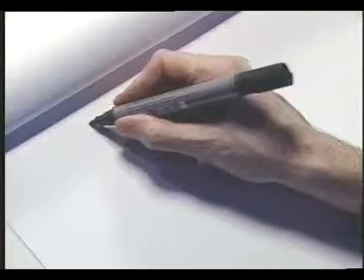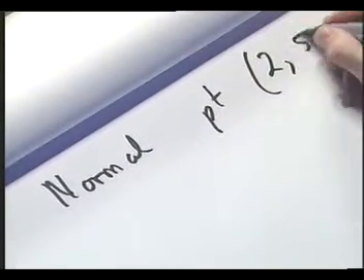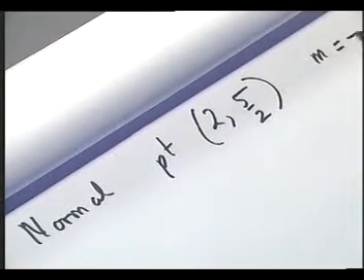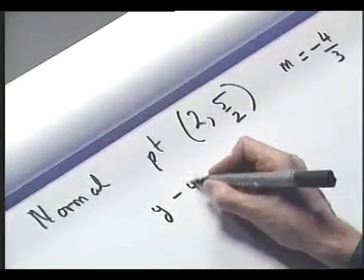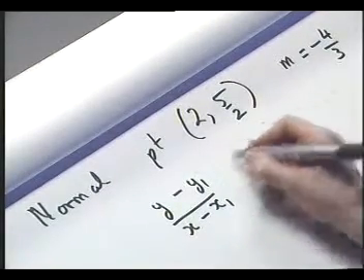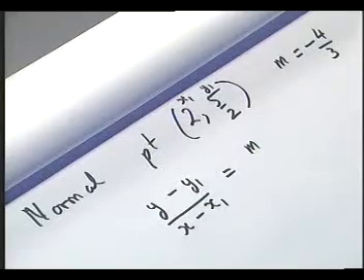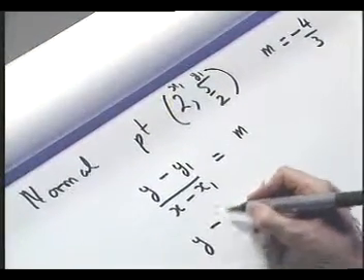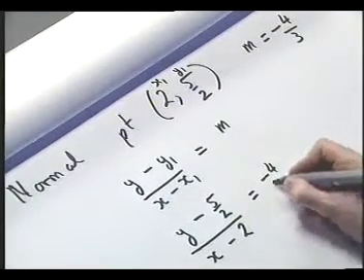We also know the point on the curve. That still hasn't changed. That's still the point 2, 5 over 2. So we now want the equation of the normal. Let's just write down what we know. We know the point, that's 2, 5 over 2, and we know the gradient, that's -4 over 3. So our standard equation for a straight line, y minus y1 over x minus x1, is equal to the gradient. And this is the point x1, y1. So now we substitute that in, y minus 5 over 2 over x minus 2 is equal to -4 over 3.